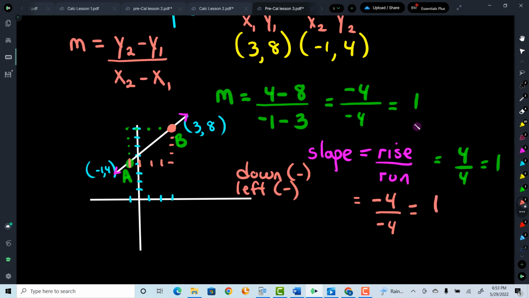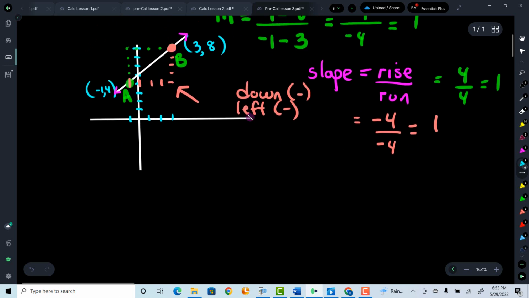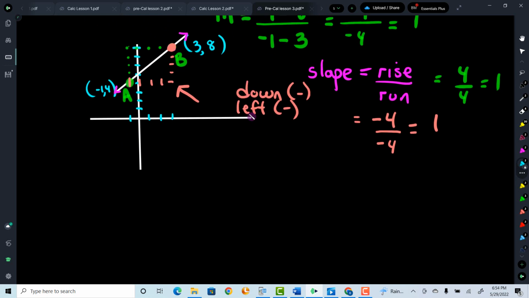So here we found the slope just looking at the points using the formula. And then we found the slope looking at the points on a graph. So this should be something that you're familiar with. We did this in Algebra 2. We did it in Algebra 1.